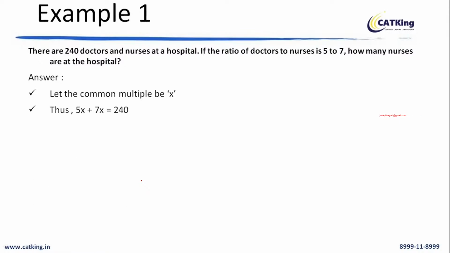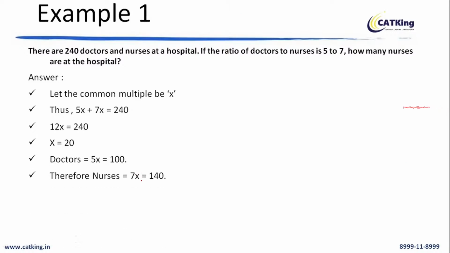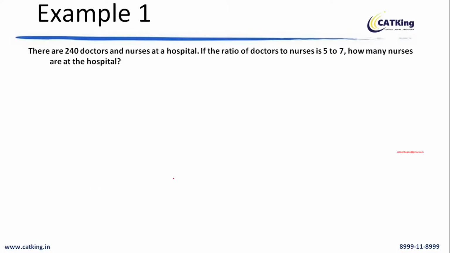When we add them, we get 240. So 5x plus 7x is 240, that is 12x is equal to 240 and x is equal to 20, since 240 upon 12 gives you 20. Now doctors is 5x, which is 5 into 20, equal to 100, and we have to find out nurses, which is 7x, that is 7 into 20, 140. It's a pretty simple question. I hope you guys know this.